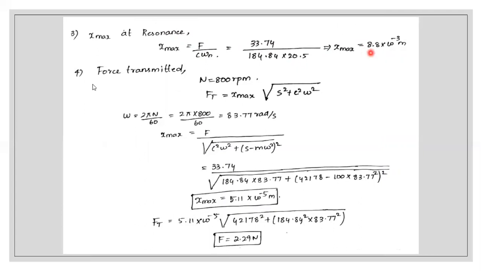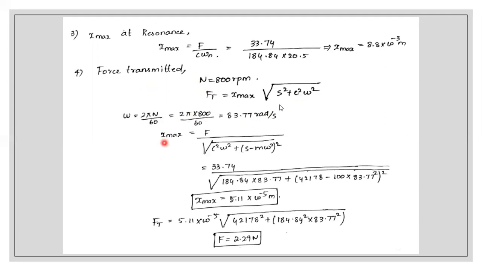And the fourth condition is we need to determine the force transmitted at 800 rpm. So what we're going to do is, force transmitted is equal to x max root of, this is the formula. Now in the fourth condition we cannot use the rpm as 1000, because in this particular case they have given us 800 rpm. So use that 800, determine the omega value and substitute the omega value.